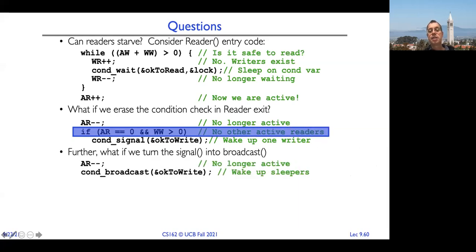Further, what if we turn the signal into a broadcast? Okay, instead of a condition signal, okay to write, you broadcast okay to write to everyone instead of the signal. What will happen in this case? Is it correct? First question. Okay, let's try to give an answer. Anyone?